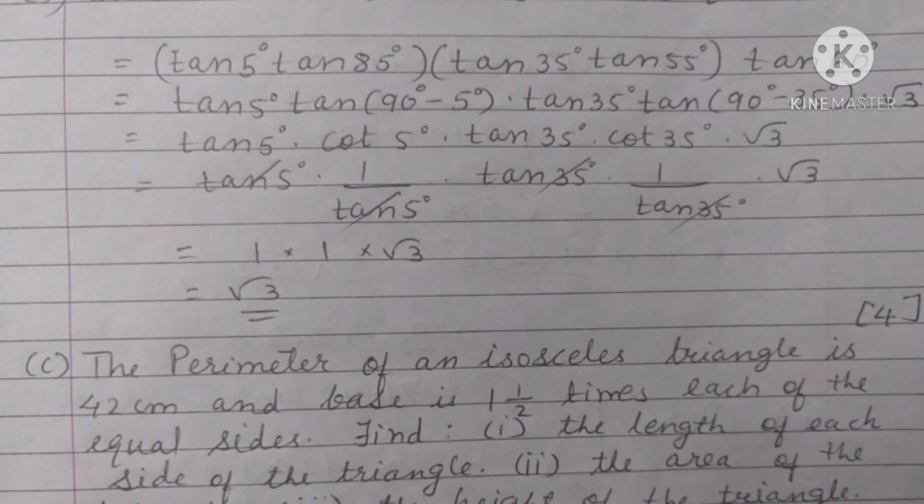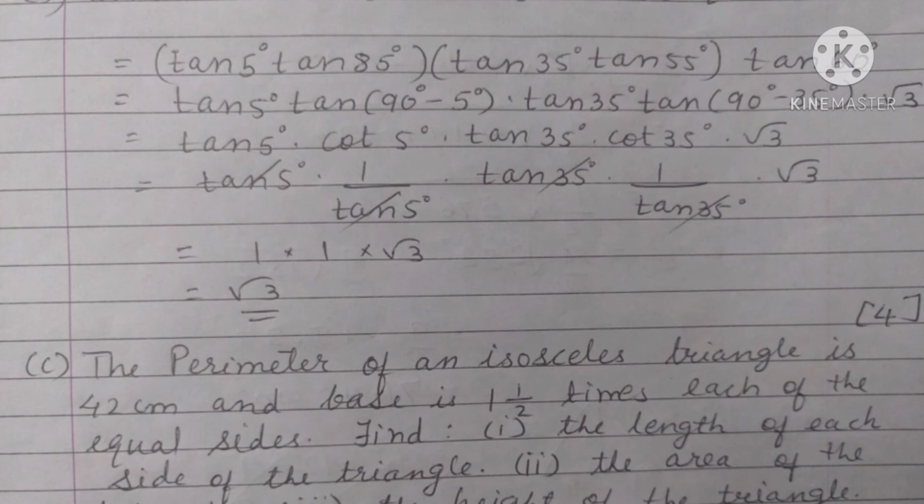Now tan 5 as it is, cot 5 is 1 by tan 5. Tan 35 as it is, cot 35 is 1 by tan 35. So the values get cancelled. We are left with root 3 and other values are 1, 1 only. So the final answer is also root 3.